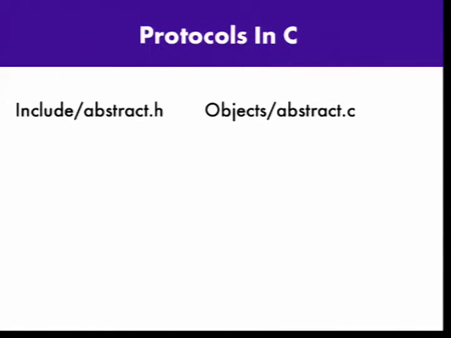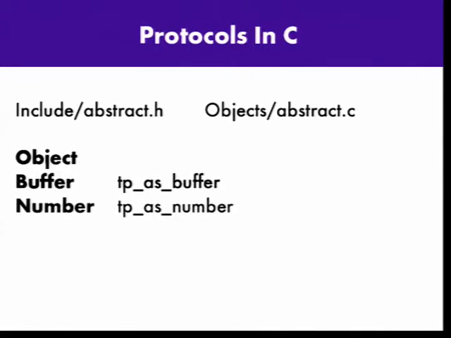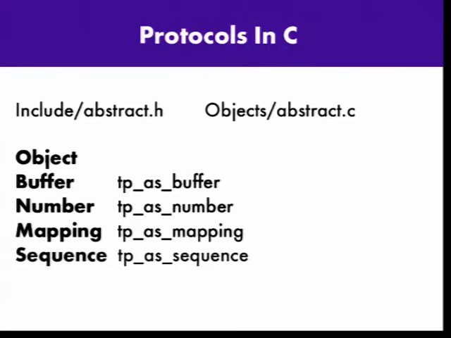From the C perspective, they're defined in Include/abstract.h, and the implementations, such as they exist, are in Objects/abstract.c. These are abstract implementations of interfaces for doing something on a specific type. It's like an abstract base class, but in C. You're actually familiar with the protocols because they're standard things in Python. In CPython, there are five protocols: object, buffer, number, mapping, and sequence.